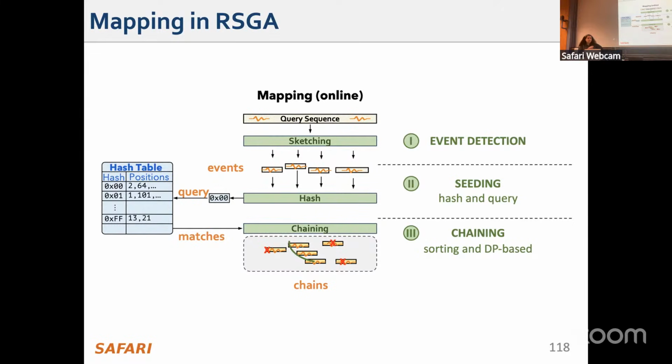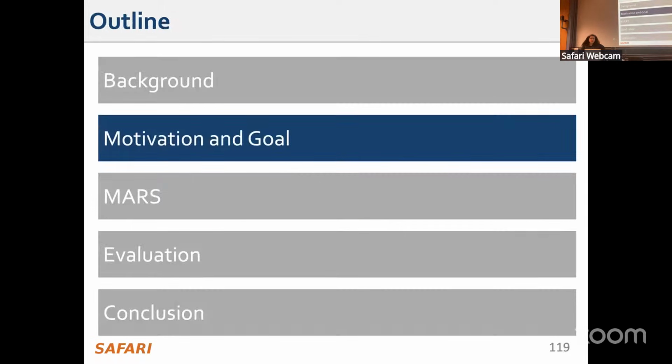Again, this is the part that we want to focus on. We have these chunks, these events that we detect, and these are the chunks we need to work with. The second step is seeding, and then chaining. The third is the alignment step, which in this work we're not going to support, but we will be covering these three steps.